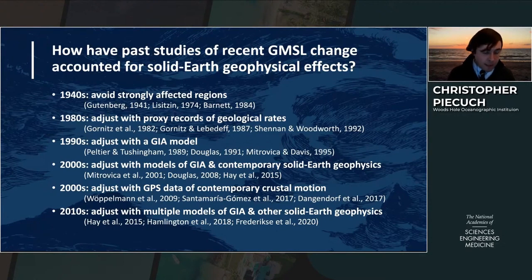And as we move into the last decade, what we've seen is a more and more comprehensive accounting of solid earth geophysical effects and a more comprehensive uncertainty quantification. So for example, studies like Hay et al. 2015, and also studies more recently by Thomas Frederikse, include uncertainty in GIA models, as well as those elastic fingerprints.